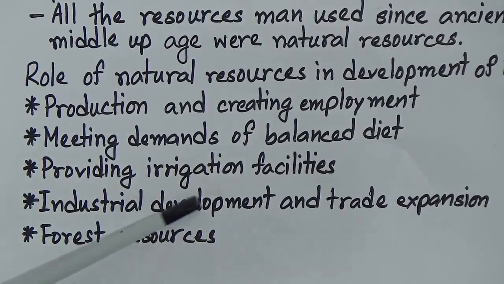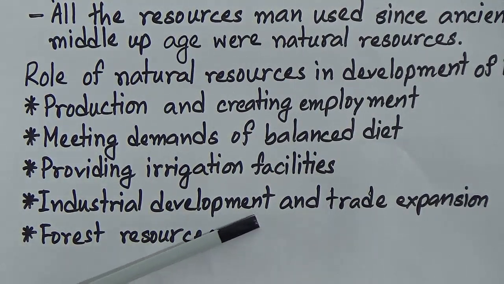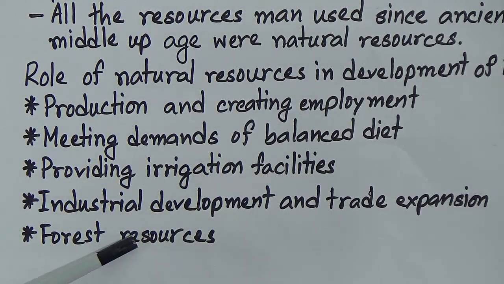Now, industrial development and trade expansion. We can expand our industry by using natural resources like gas, coal, etc. And the last one, forest resources. Forest resources are used for making furniture and building houses. Forest resources also reduce temperature. So, we have to increase our forest resources and we should not cut plants. We should plant more trees to increase the forest resources.